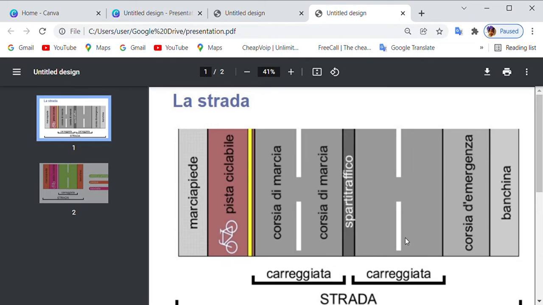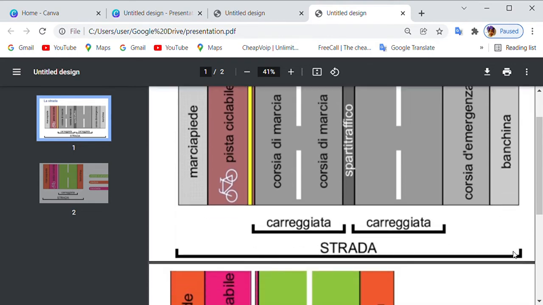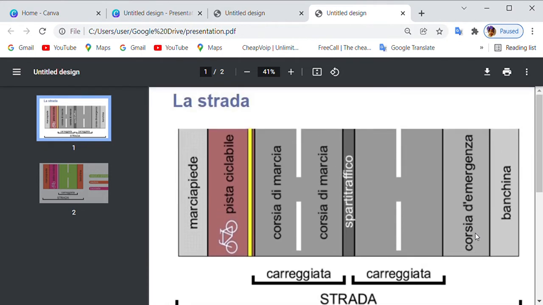When the ambulance has rescued those involved in the accident, this is the road they will use. So no other vehicle is allowed to drive on this road. It is only meant for emergency purposes. Then this place is the bankina. Good. Now that you have understood this, that beginning from here to here is called strada. That is the street.